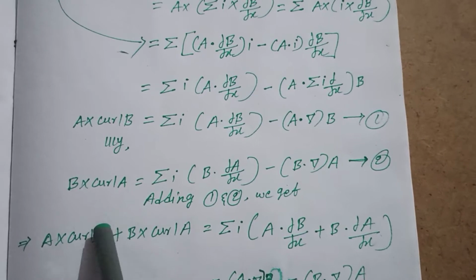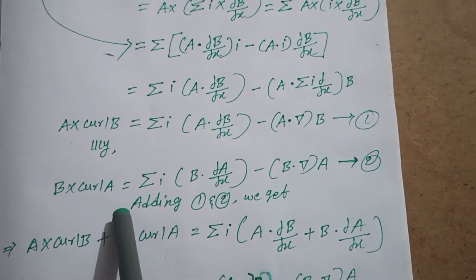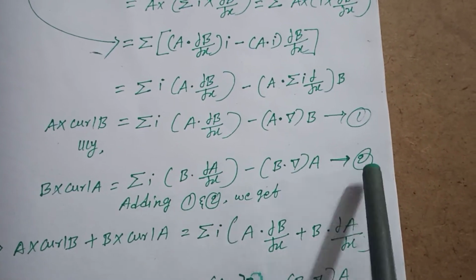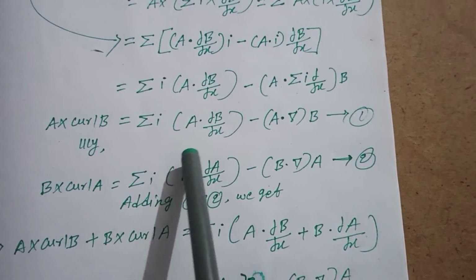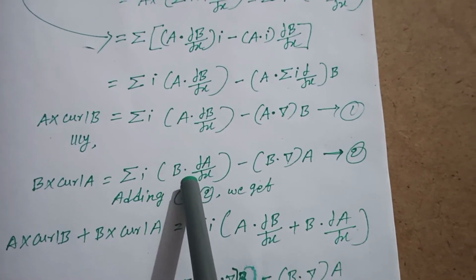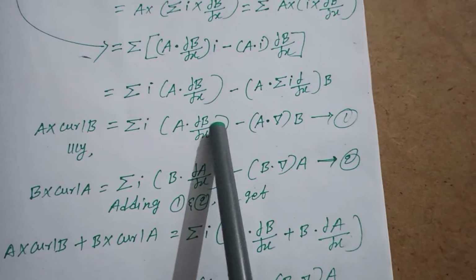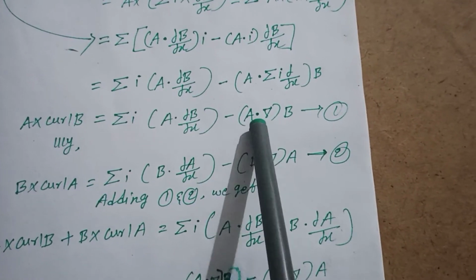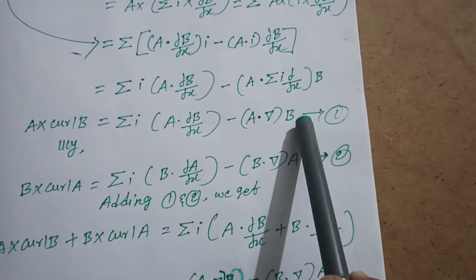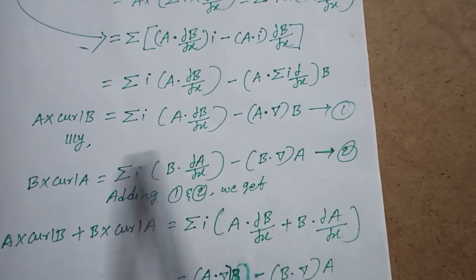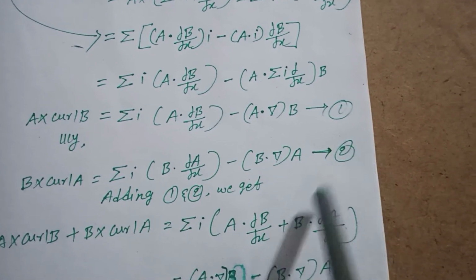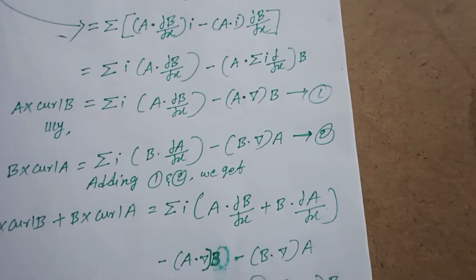Next, similarly you can find out B cross curl A. You will get this result. Similarly, see here, in place of A you will get B here, in place of B you will get A. Same to same.